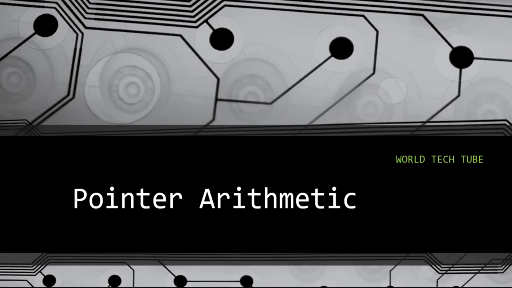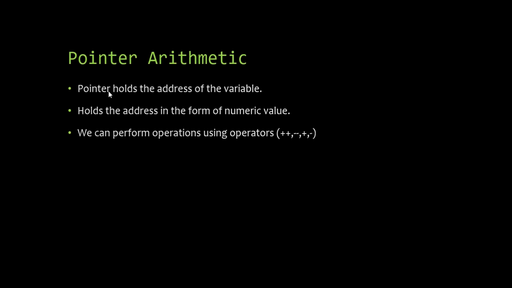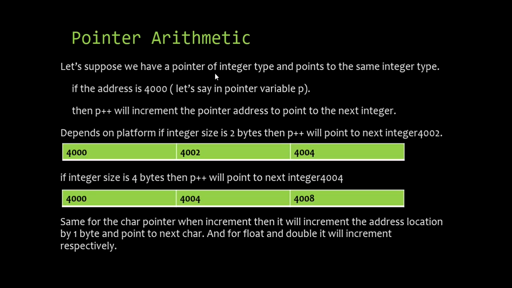Let us start working with pointer arithmetic in C language. We already know that a pointer holds the address of a variable, and it holds the address in the form of a numeric value on which we can perform mathematical operations. Suppose we have a pointer of integer type and its address is 4000. When we do p plus plus, that is, increment the pointer variable, it will increment by 2 bytes, and the next integer it will start to point to is 4002.